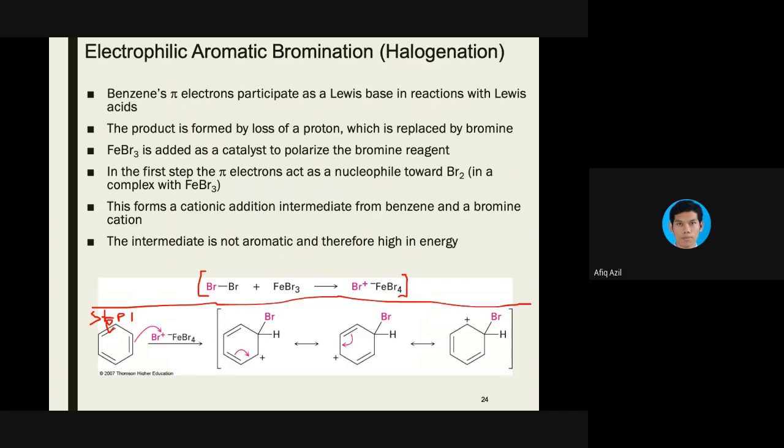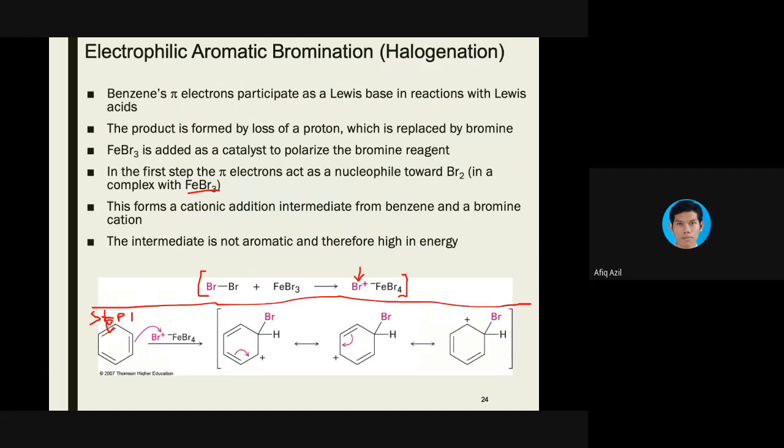One way to do it is with the help of a catalyst, iron bromide. The function of this iron bromide is to turn this bromine into this intermediate. This intermediate contains a bromine that will act as an electrophile. See, you have Br plus, and also this whole thing, minus, FeBr4. Once you have this, then only your benzene can have the reaction.